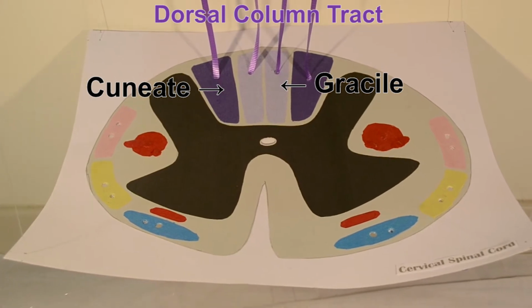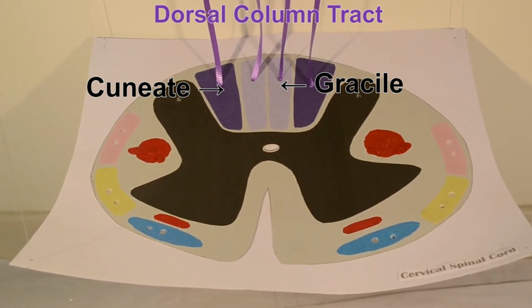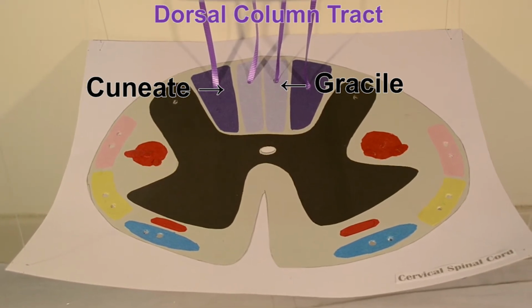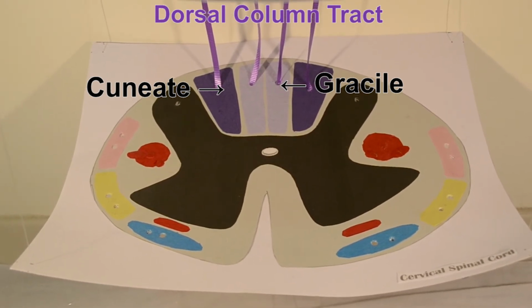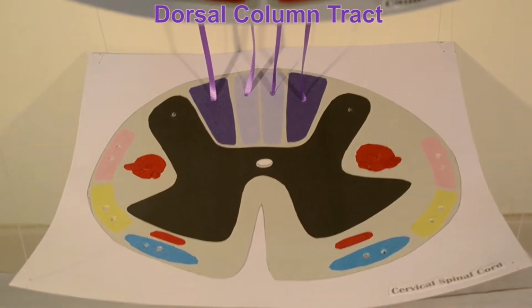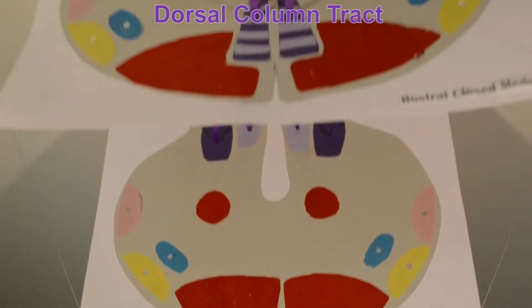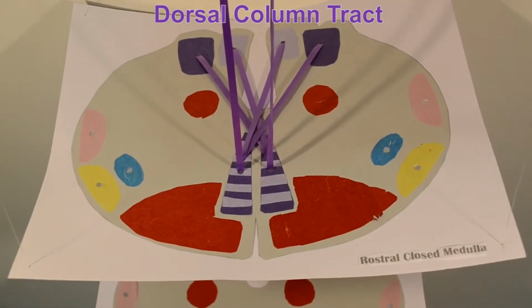The cuneate tract is present only from approximately T6 upwards. It carries finer sensory information from arms, neck, and superior trunk. The gracile tract lies within the medial region of the dorsal funiculus. The cuneate tract pushes it to a more medial position as it appears.